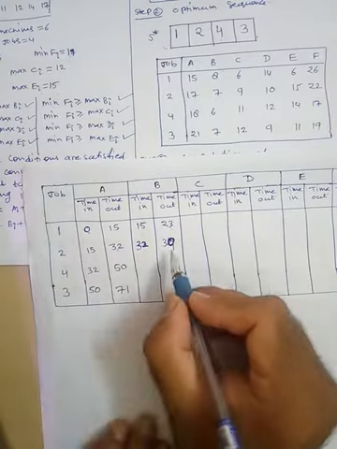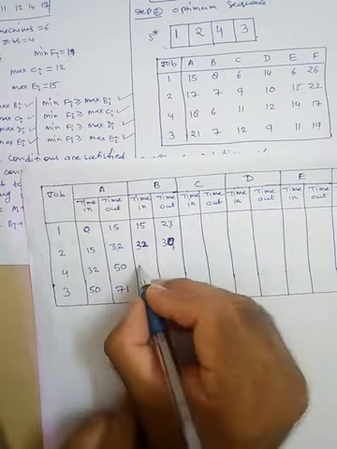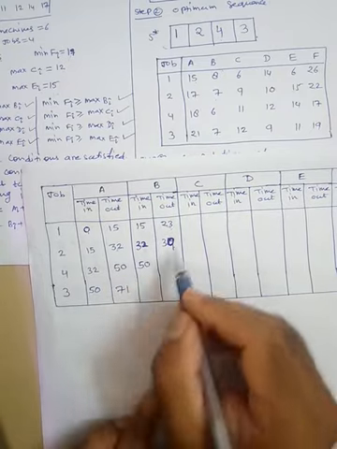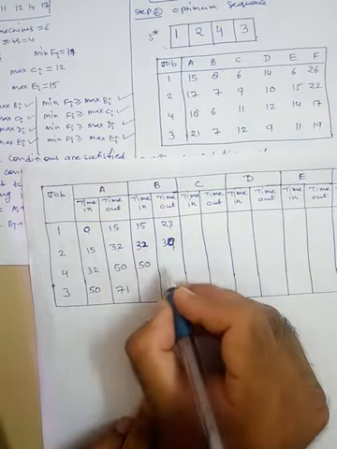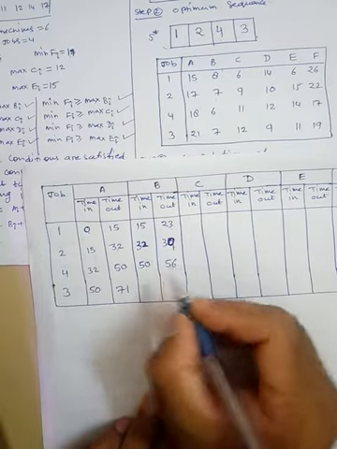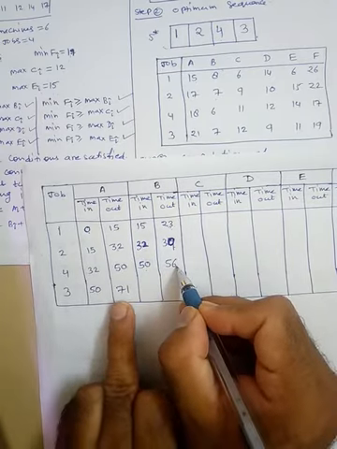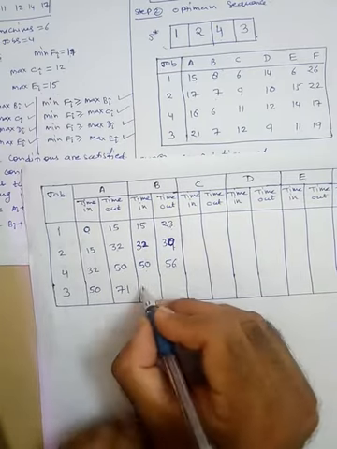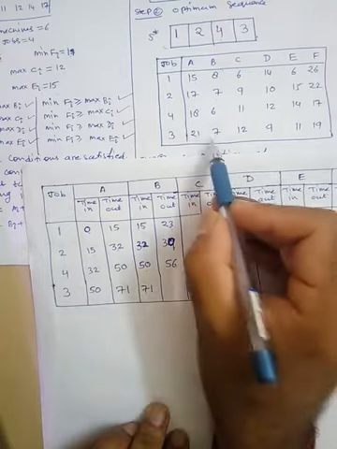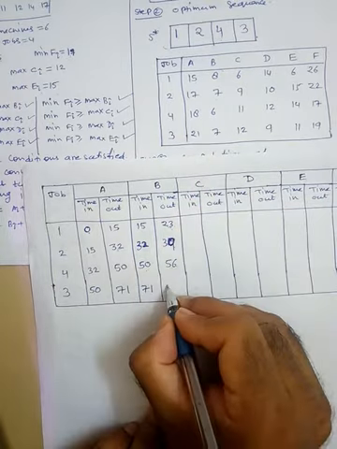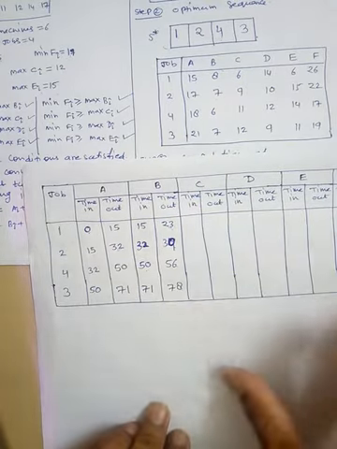39. Then here is 39. Here is 50. So here should be 50. 50. Then 6. That means 56. Here is 56. Here is 71. So this is greater. So here is 71. How much time it will take? 7 hours. So this will be 78.